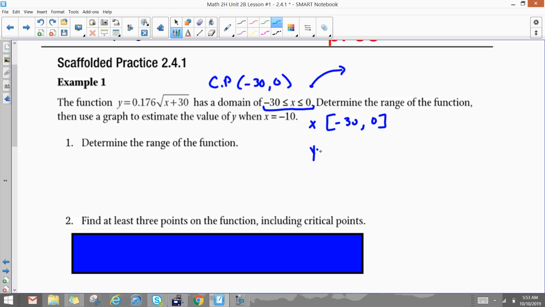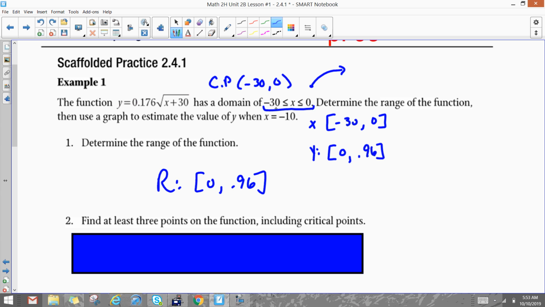So what I have here is that these are the x values. If I look at the y values, when x is -30, I get a y of 0. When x is 0, I get a y of 0.96. So this would be my range. My range is just 0 to 0.96. We can literally just use the starting at any value for x and find our starting at any value for y.